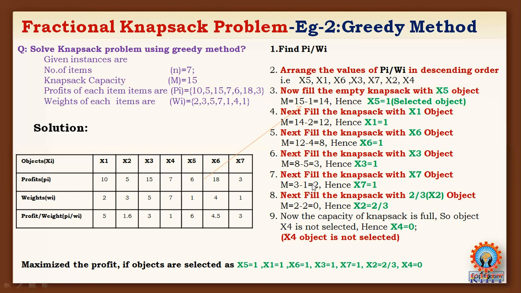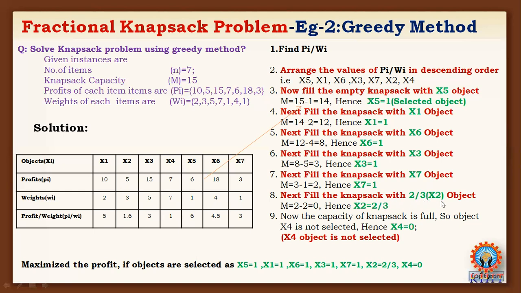In this case, instead of the complete item of the x2 object, I can place a fraction of the item. So if I select 2 by 3 of the x2 item, a fractional item, then the weight is moved to 2. It is possible. So in this way, I can place the x2 item as follows.